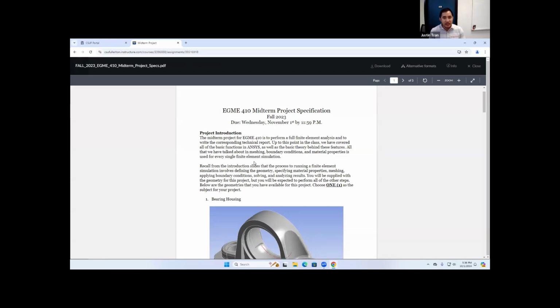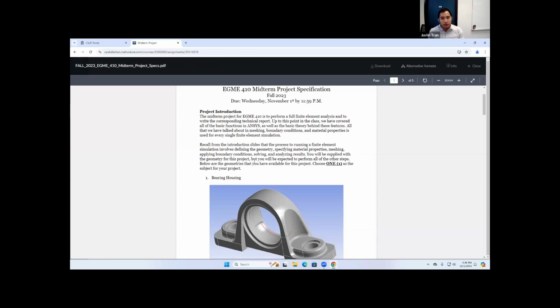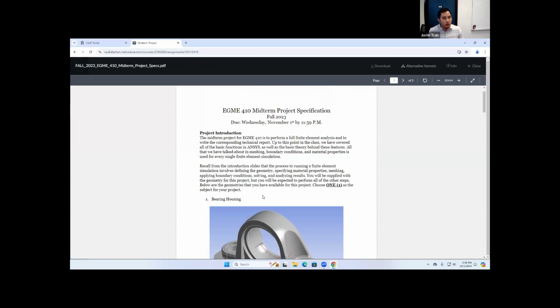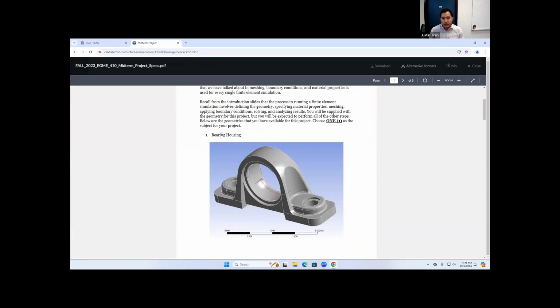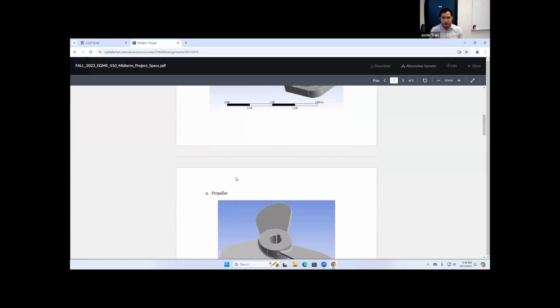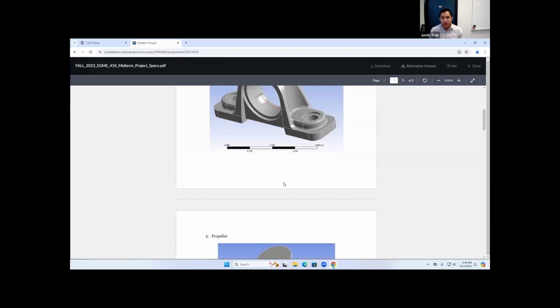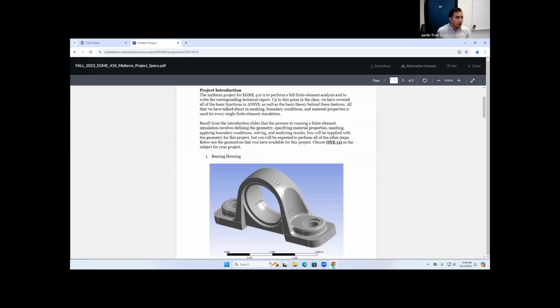All right. So that's kind of the idea with this midterm project, for you guys to do a full finite element analysis on your own. Once I finish the specifications, I'm going to provide you with 3 options for the CAD files. Last year there was an option for what I call the bearing housing, an option for a propeller, and an option for a bracket. Now you don't have to do the analysis on all 3. I want you to choose one of these geometries and have that be the subject of your report. You can do more than one if you want, but I'm only going to grade the one.